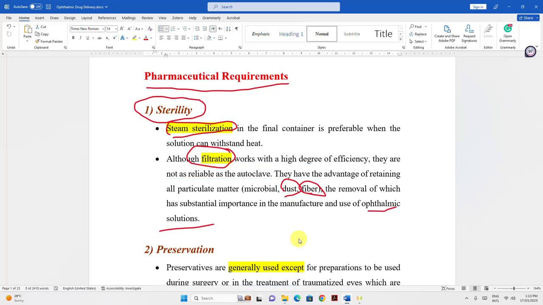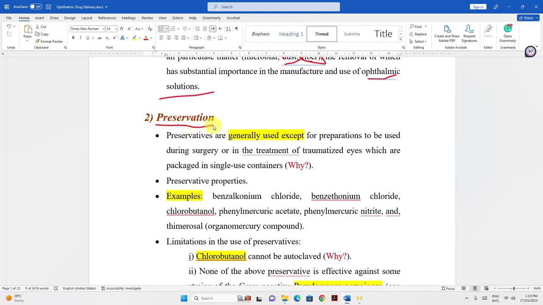Another thing you need to add is preservatives. Okay, these are added except when you are dealing with single use containers. In such case you do not need to use preservative, because liquids that are used in large quantity as a single dose are usually used to treat and manage traumatized eyes. So only large volume of ophthalmic liquid is used when you want to wash the eye, when you want to bathe the eye.